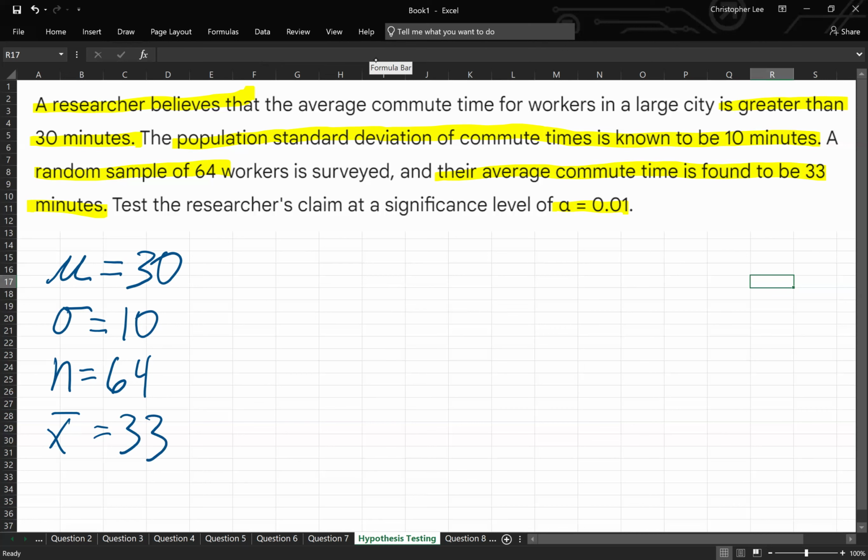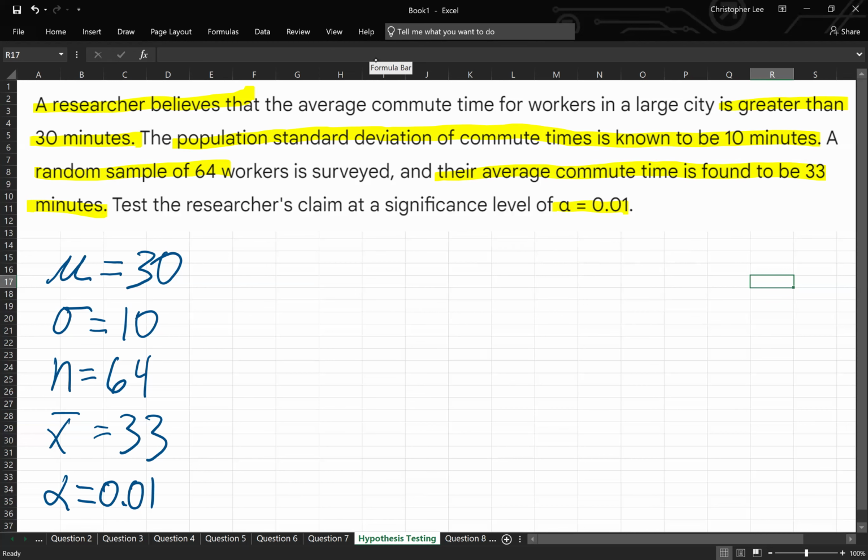How did I know that that was x bar? It's the average that came after the word sample. See how it says a random sample of 64 workers is surveyed and their average commute time? Because that average came after the word sample, it's a sample mean. That's simple, right? And then, of course, alpha is equal to 0.01. Just like that, right?